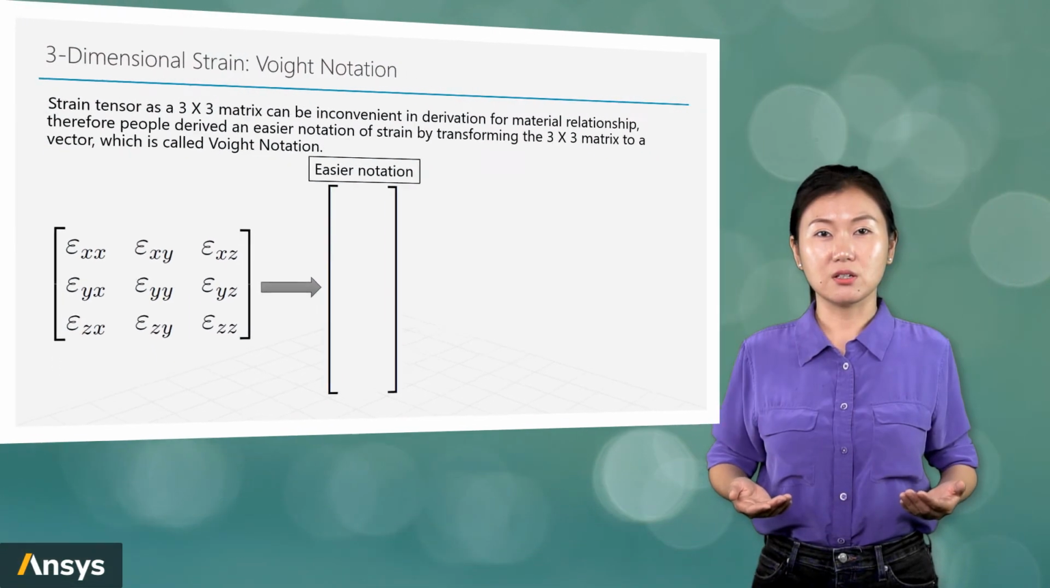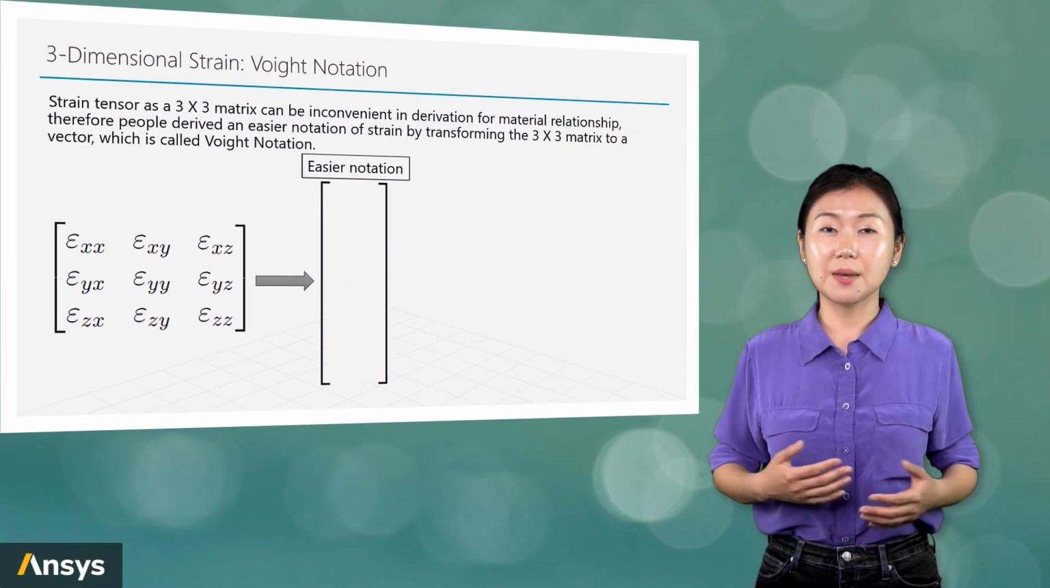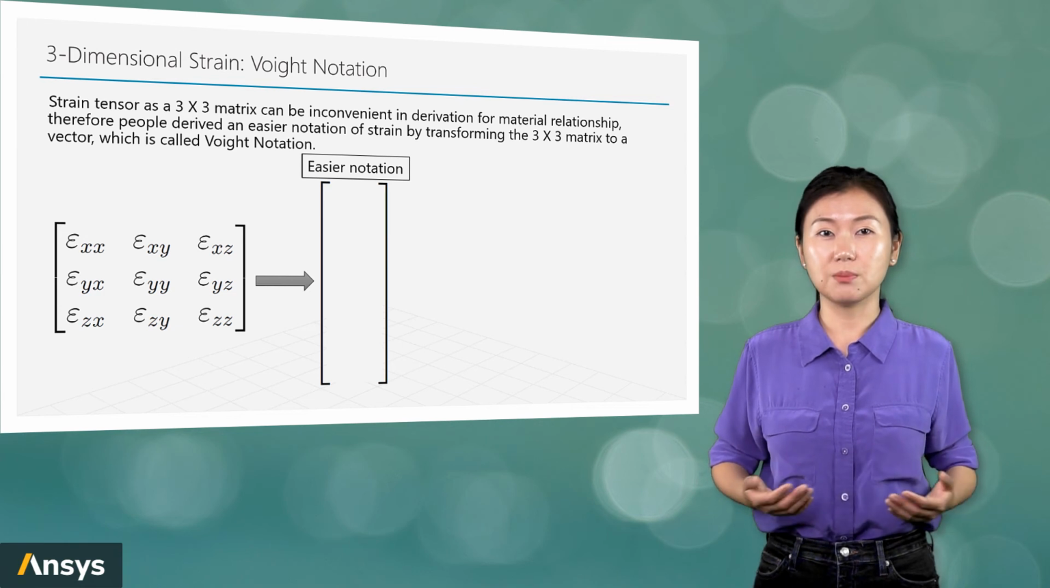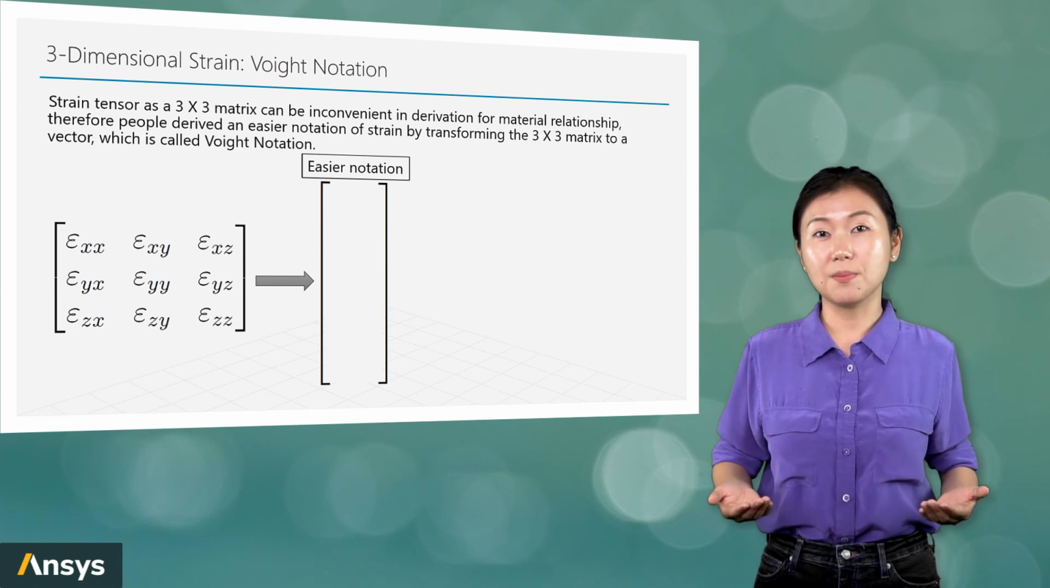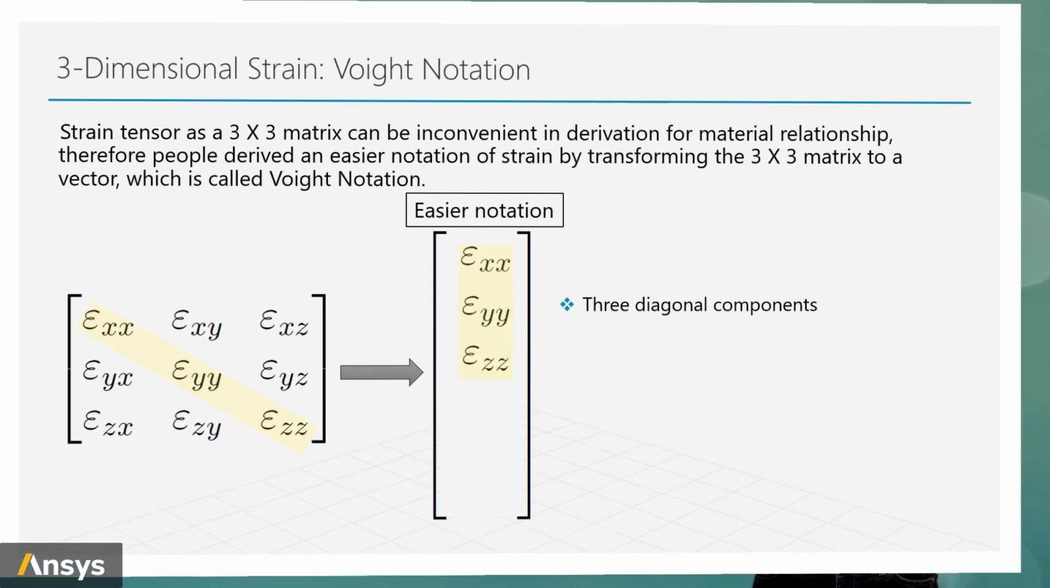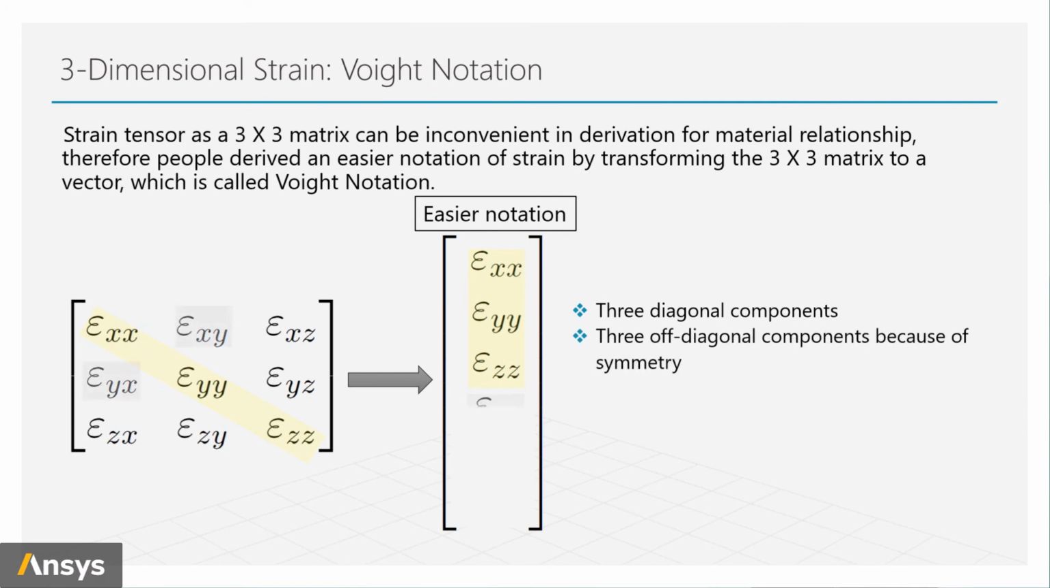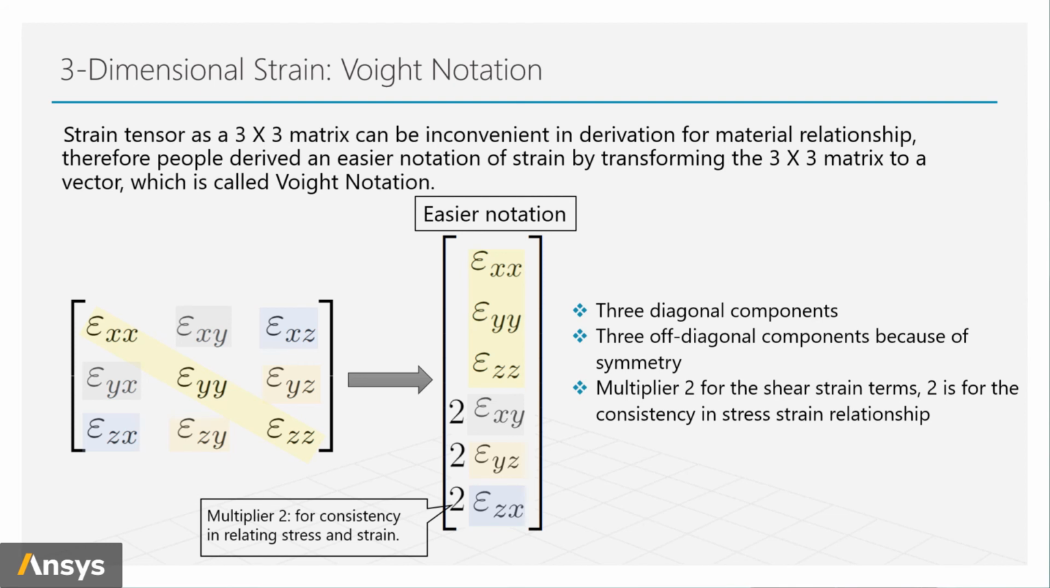Another look at the strain tensor. The format of this 3x3 matrix can be a pain in derivation of material relationships. So people come up with an easier notation of strain by transforming the 3x3 matrix to a vector. First, we put the 3 diagonal components in the vector. Then, since the off-diagonal terms are symmetric, we only need one of each pair to represent the shear deformation. So we put the 3 distinct off-diagonal terms in the vector. This leads to a 6x1 vector. As a final step, we put a multiplier 2 on the shear strain terms. This is for consistency in the stress-strain relationship.